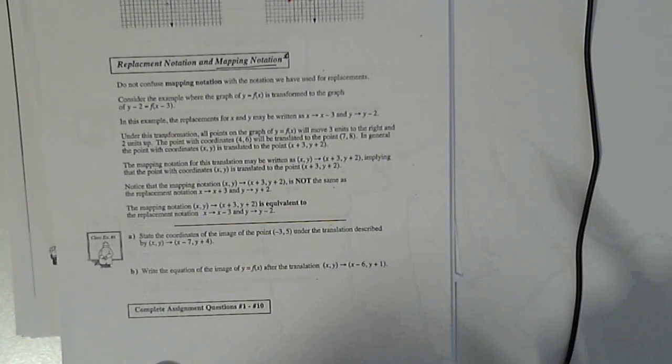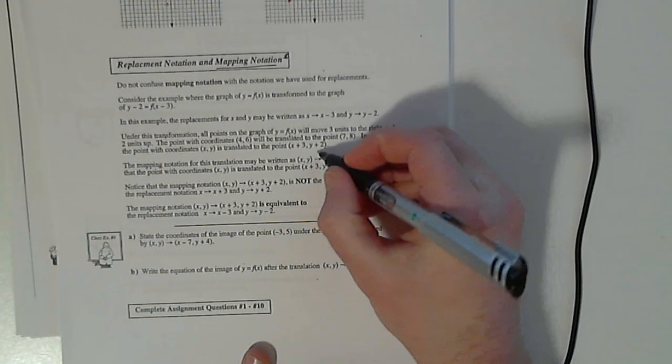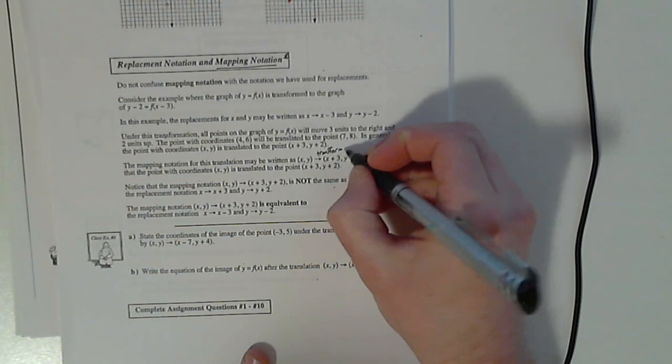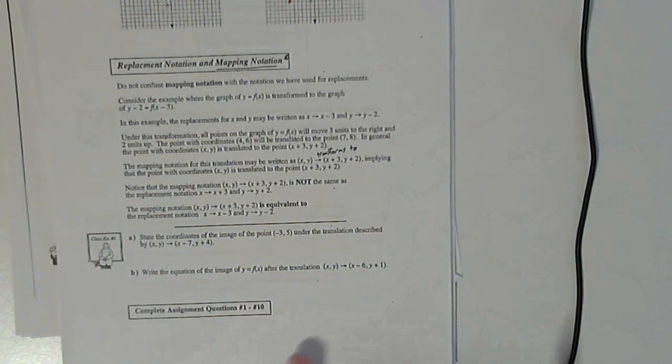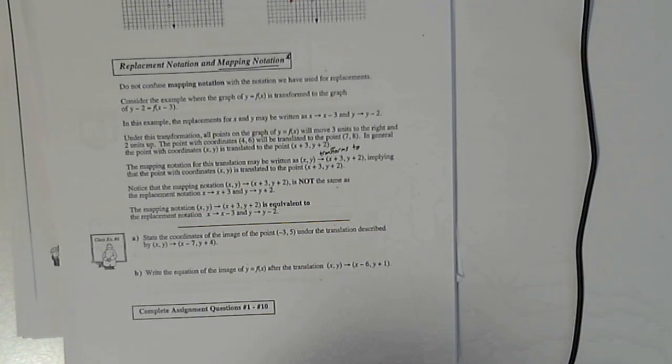The mapping notation for this translation may be written as (x, y) implies, or transforms to, that's the best way to interpret that, (x plus 3, y plus 2), implying that the point with coordinates (x, y) is translated to the point (x plus 3, y plus 2). Not as complicated as it sounds.